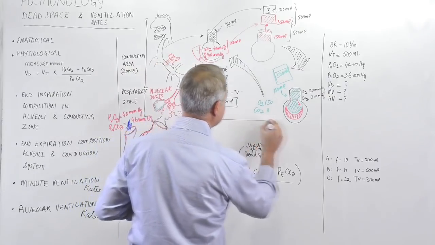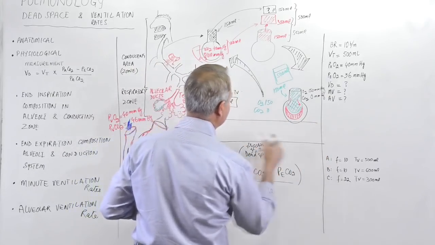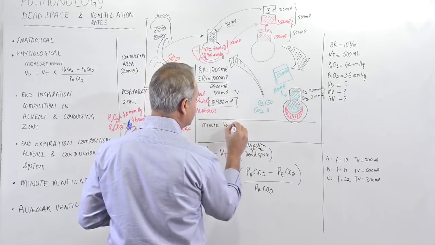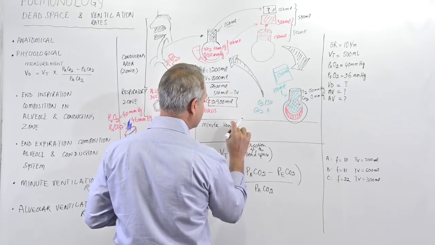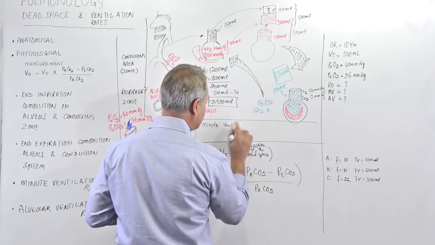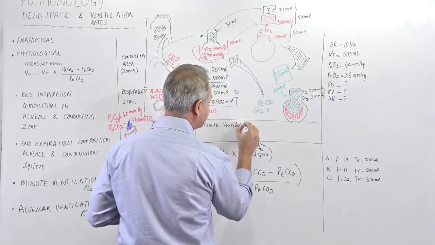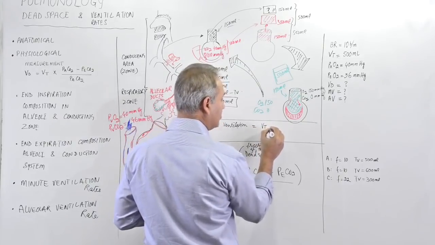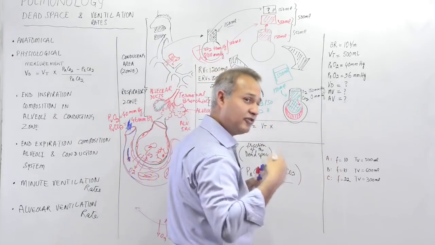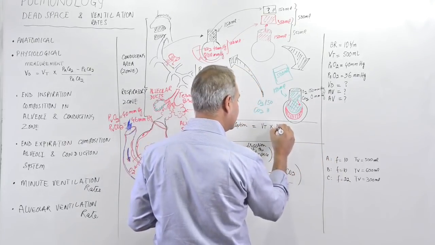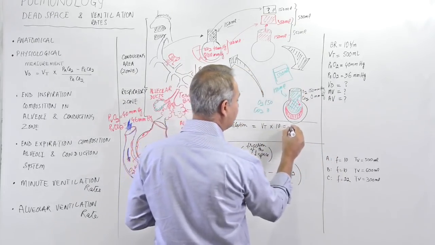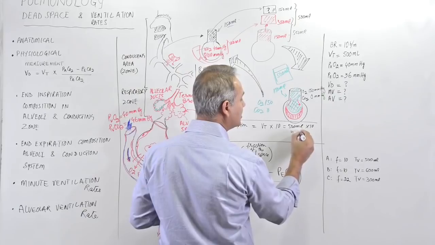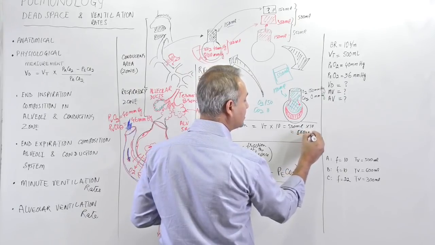Minute ventilation rate. Ventilation rate equals, what is this? You take the tidal volume and multiply it with the frequency of breathing. Let's say the breathing rate is 10. So in this person it is 500 milliliters per breath, and 10 breaths equals 5000 milliliters per minute.